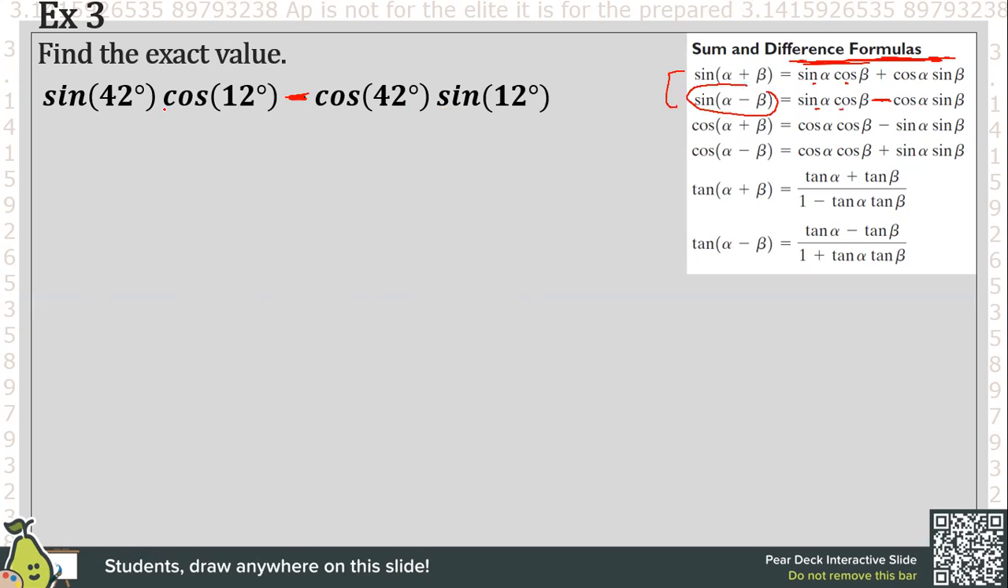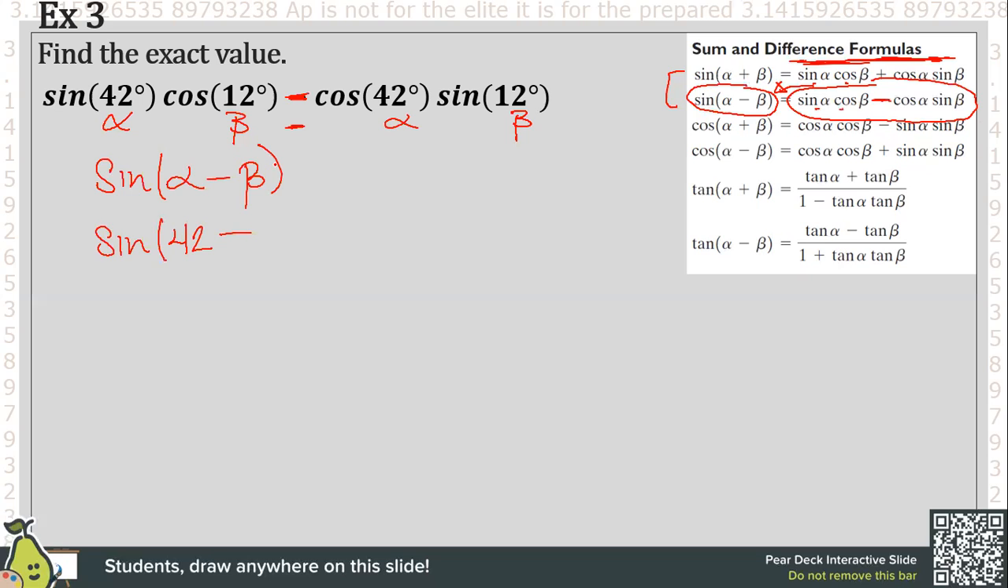So actually I'm using this one right here. Does that make sense? We have this alpha, this beta, and we know the subtraction. So that's how we're able to see that they actually gave me this right here, and I'm going to compress it back into just sine of alpha minus beta. So we have sine of alpha, which is 42, minus my beta, which is 12. We simplify this, it gives a sine of 30 degrees.